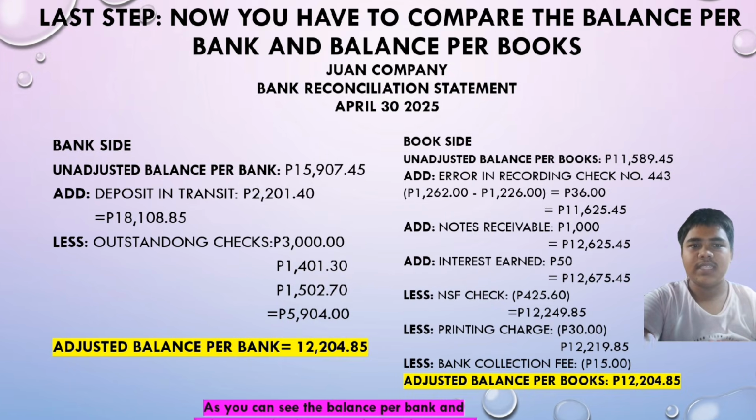This is your last step. Now you have to compare the balance per bank and balance per books. So in this bank reconciliation statement, your adjusted balance per bank is 12,204 pesos and 85 cents, then your adjusted balance per books is also 12,204 pesos and 85 cents. As you can see, the two balances are matched. That means it's complete.